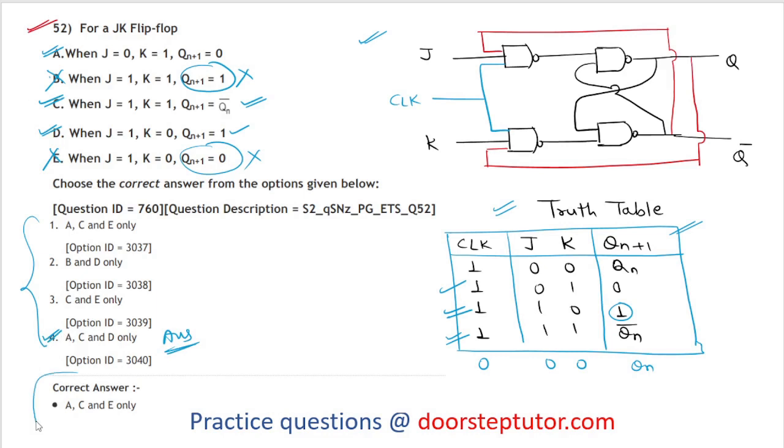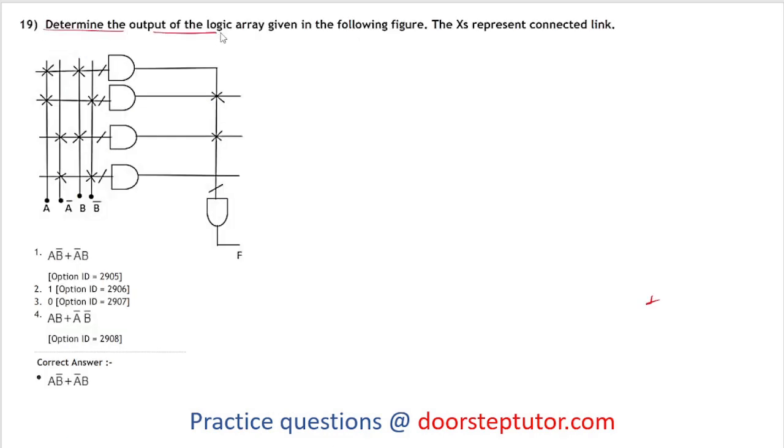But as you can see in the answer key, they have given the correct answer as A, C, E, which is absolutely wrong. So the right answer is going to be option number 4, that says A, C, D are the only correct options. Determine the output of the logic array given in the following figure.